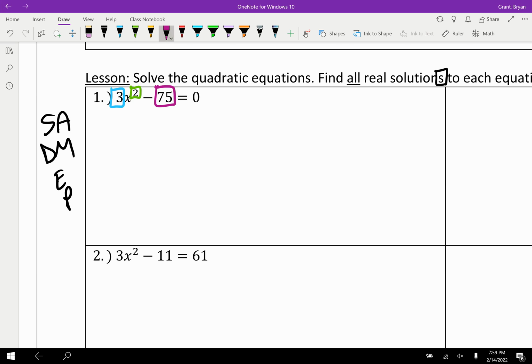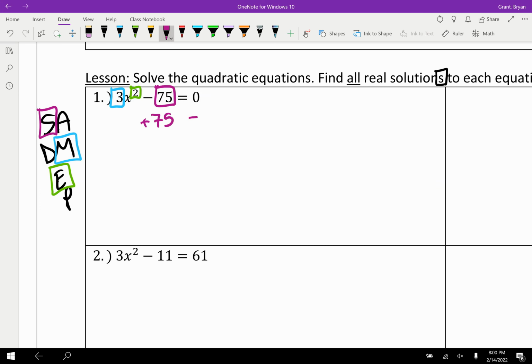Each of those is attached by one of these letters in SADMEP. Let's make sure we're comfortable with that. Because the 3 is right next to the x, it's attached by multiplication. The 2 is a tiny number, that makes it an exponent. And the 75 has that minus in front, which means subtraction. We just read SADMEP from top to bottom, and so this should give us a nice little schedule on how we should solve. So let's get to it.